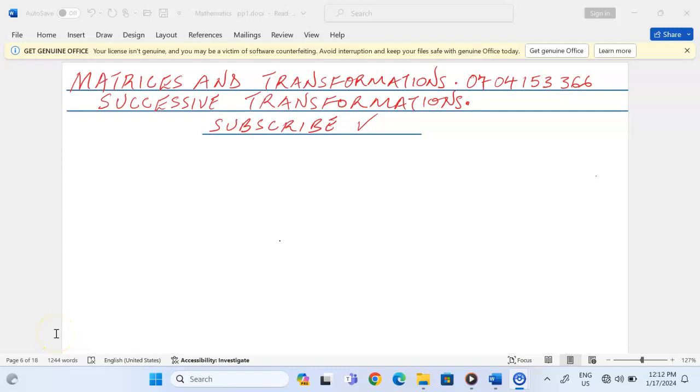We're going to discuss matrices and transformations, and in this case, I'll be handling successive transformations.